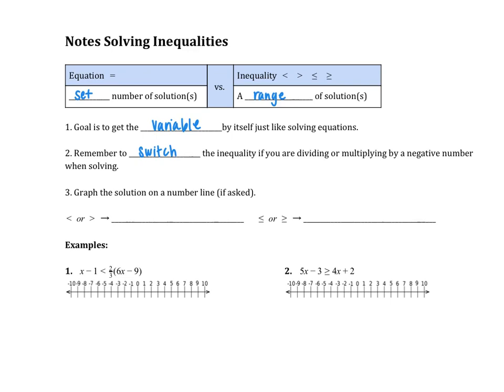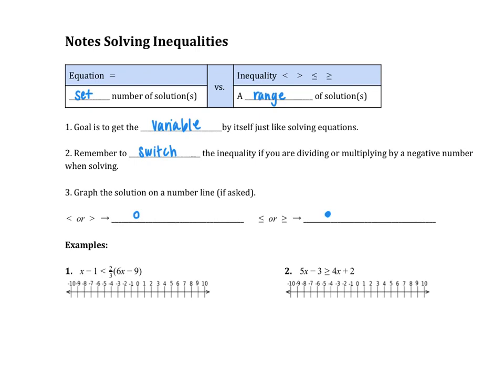If it's a less than or a greater than, you will have an open circle, because it can't actually be that value that you're going to graph. And then if it's a less than or equal to or a greater than or equal to, you're actually going to put a solid point because it can be equal to that number. Okay, so let's try one together.